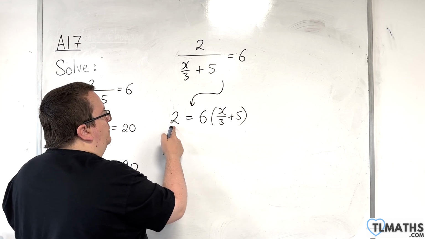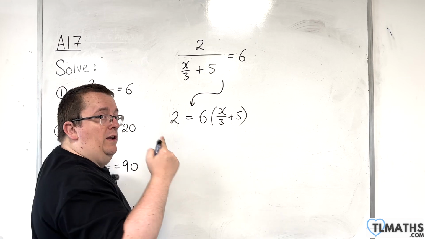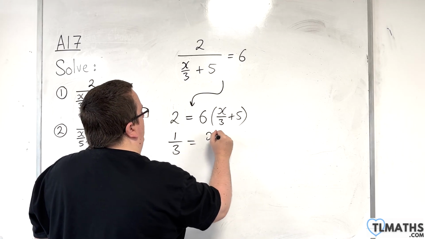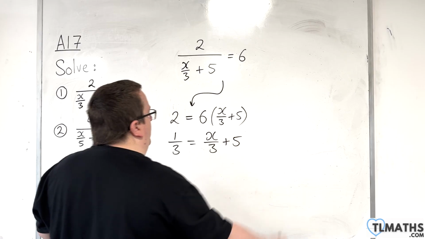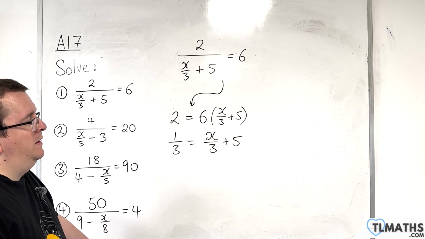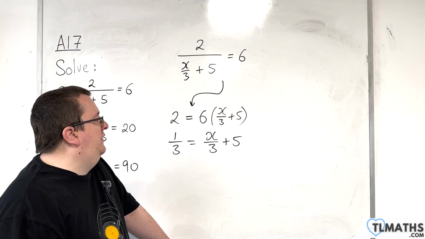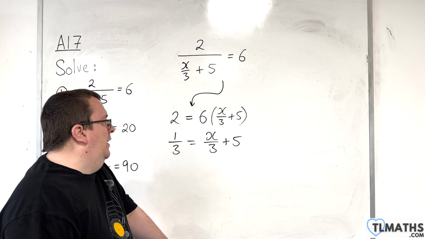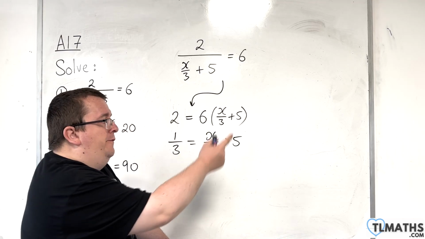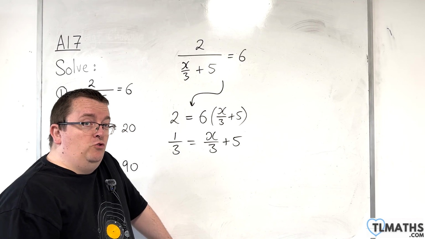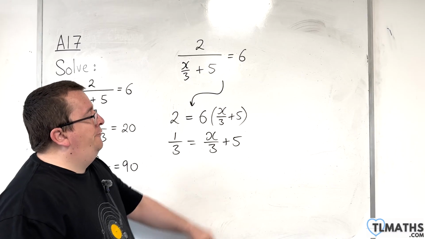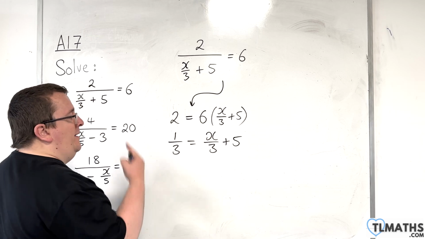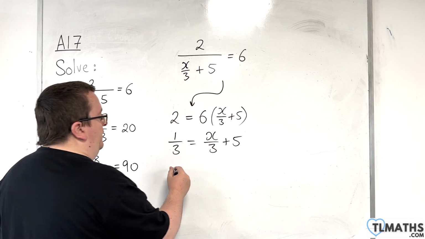So we get 2 over 6, which is the same as 1 over 3, divided top and bottom by 2. So that's 1 over 3 is equal to x over 3 plus 5. Okay. Now we start getting into a little bit of a sticky situation because now we're having to deal with fractions. So we've got this plus 5, so we would subtract 5 from both sides, right? Now 5 is 15 thirds, so 1/3 take away 15 thirds is minus 14 thirds.